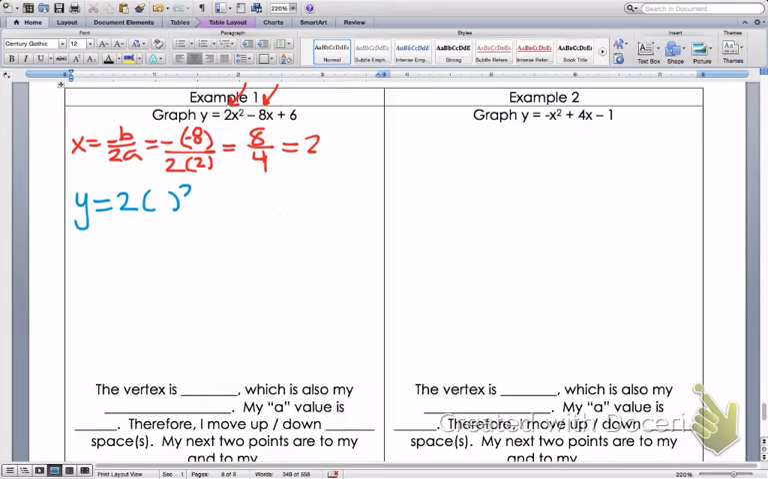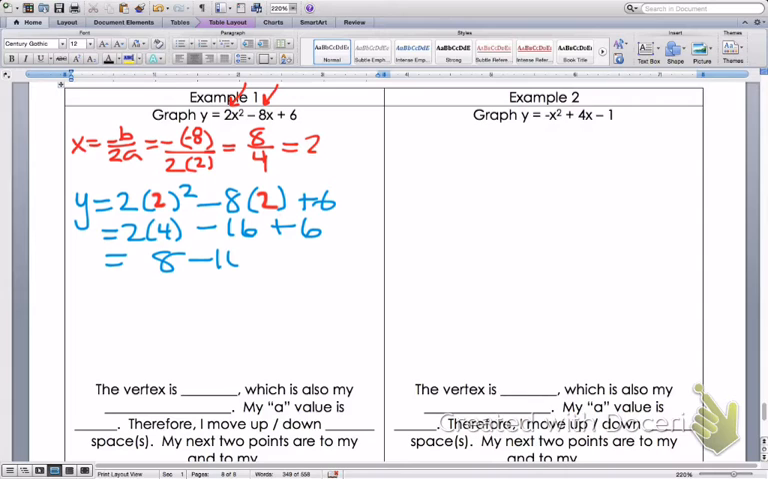2 times x squared minus 8 times x plus 6. I'm going to plug in a 2 here and there. Simplify all of this. So 2 times 4. Exponent always goes first. Then 2 times 4 is 8 minus 16 plus 6. Remember, the second number should be double the first number. One should be positive, one should be negative. It's good so far. That's going to give us negative 8 plus 6, which gives us negative 2. So our vertex is 2 for the x value, negative 2 for the y value.